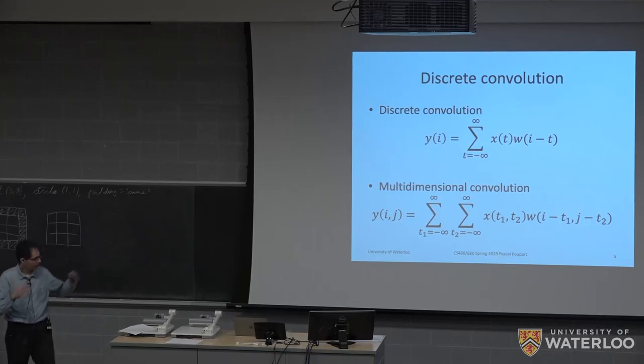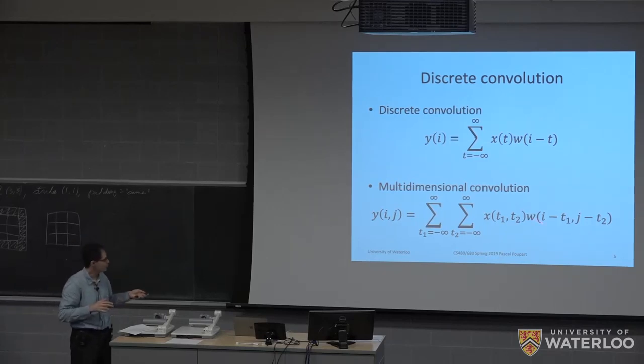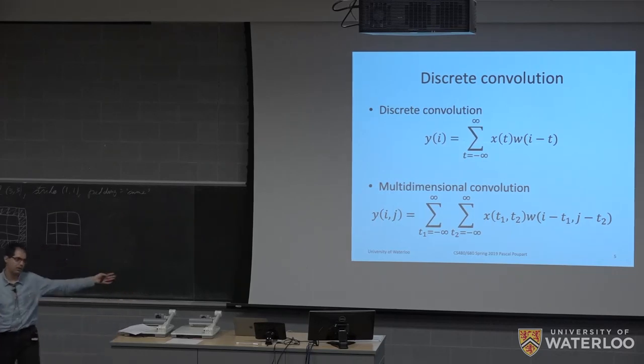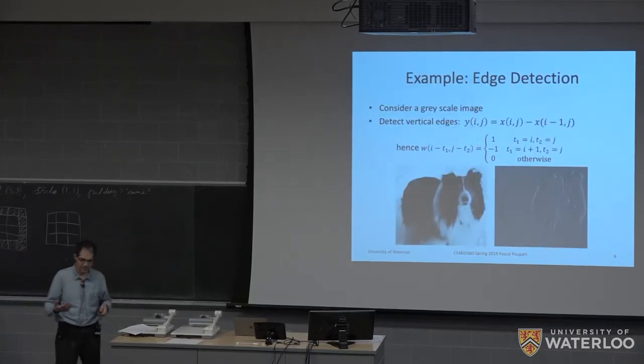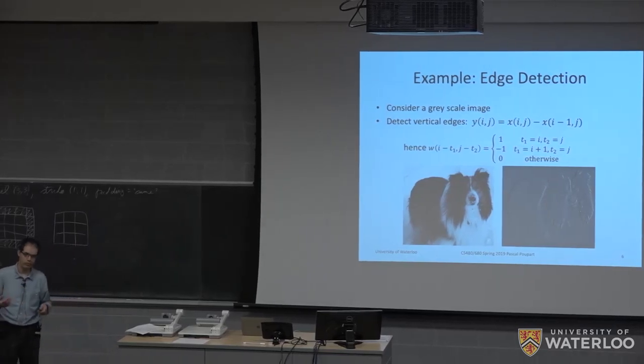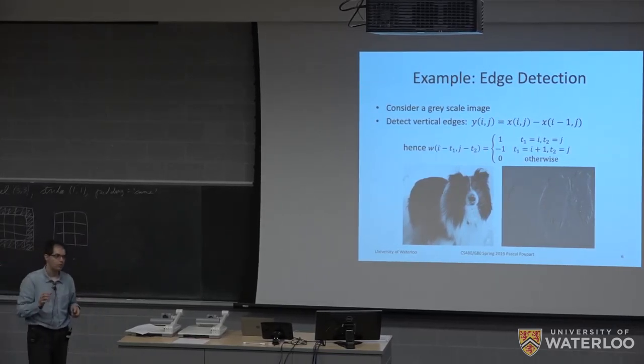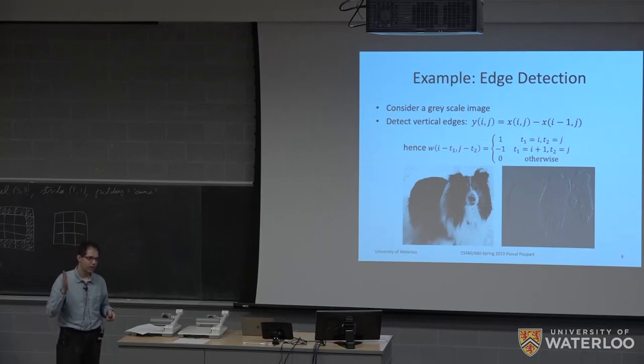Okay, so don't be confused. You can think of x as our input function, y is our output function, and the coordinates are t1 and t2. And now here we have two summations simply because we're in two dimensions. Okay, so as a concrete example, we can use a very, very simple convolution to do some edge detection. In particular here, I'm showing you how we can detect vertical edges from a grayscale image.